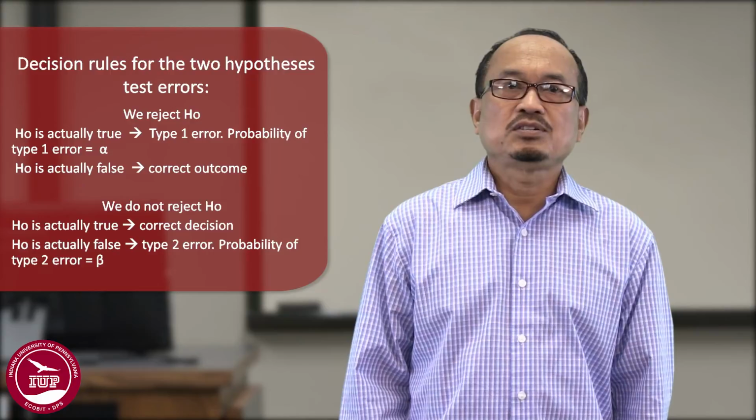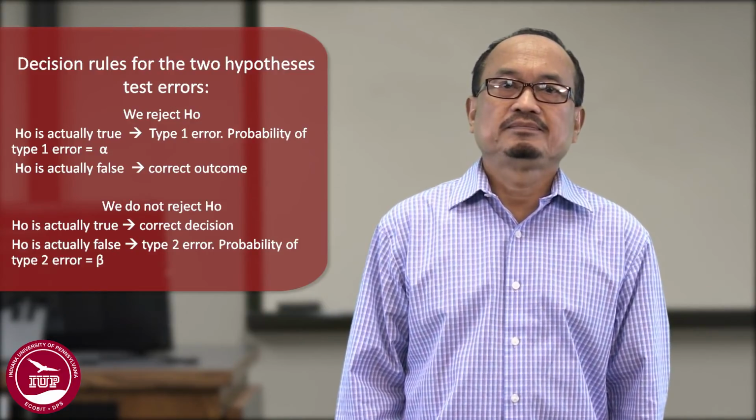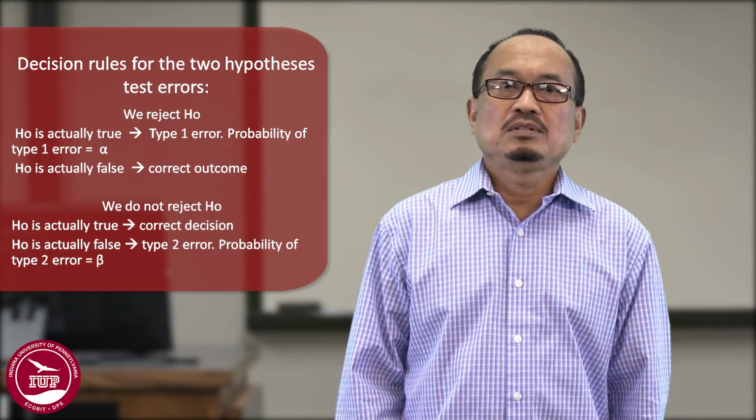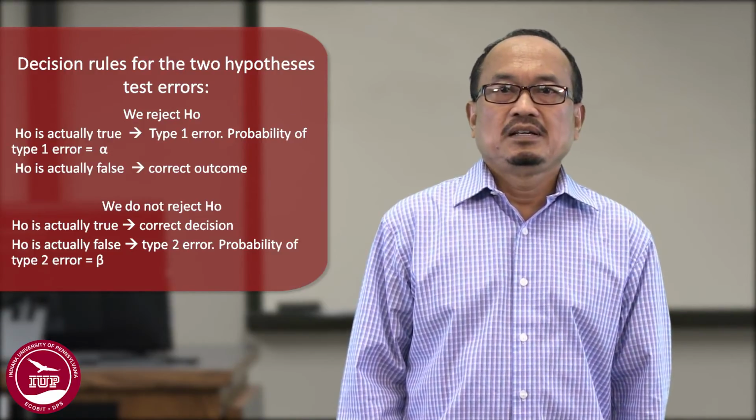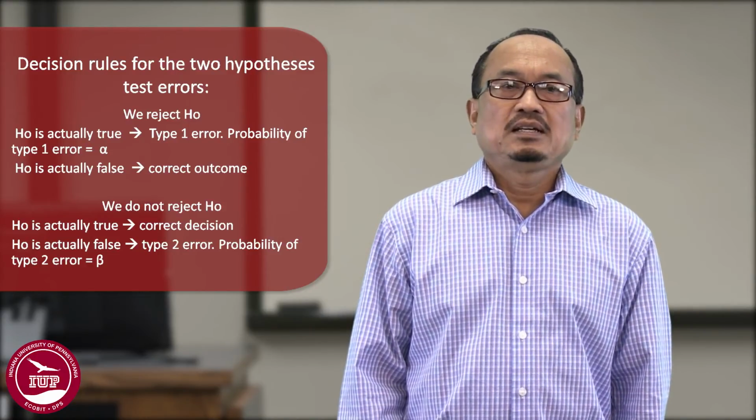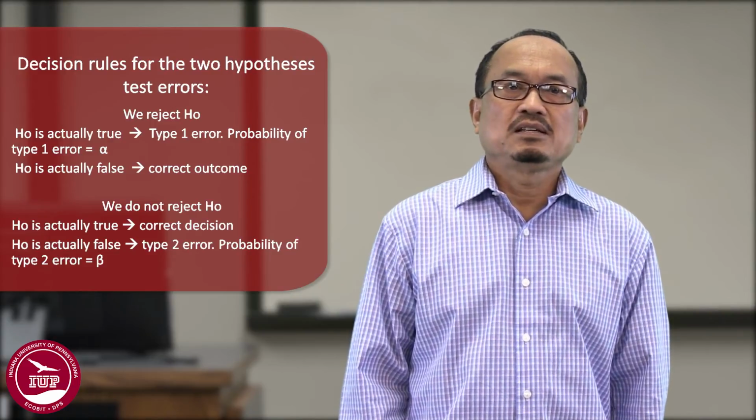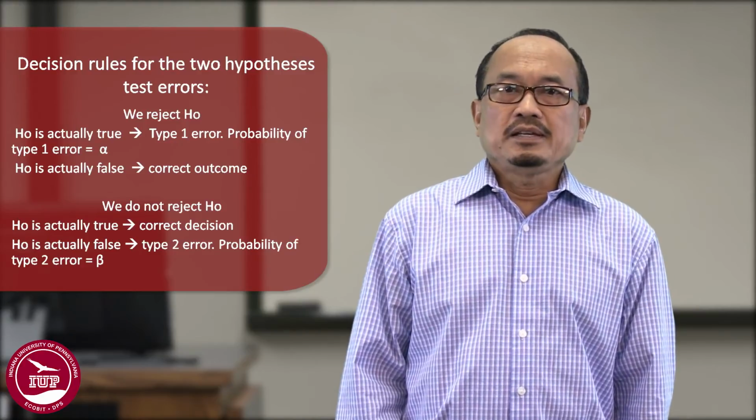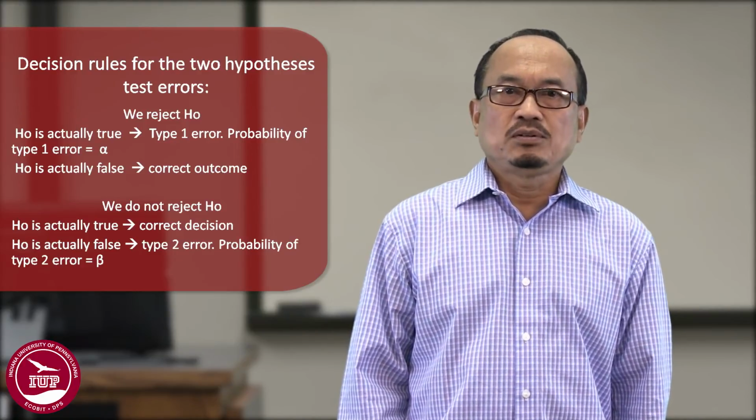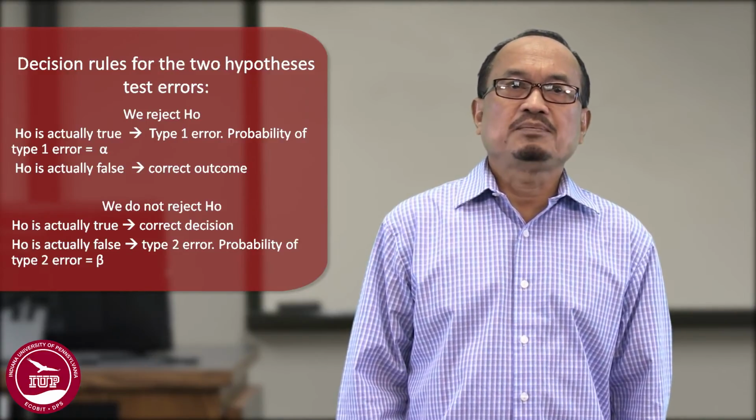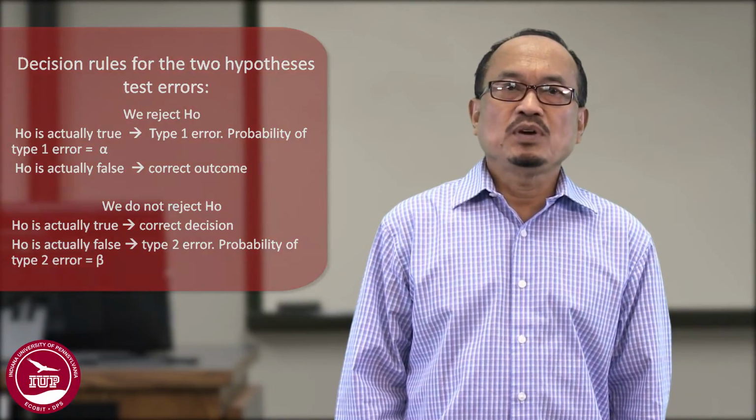Decision rule for the two hypothesis test errors. We reject H0: if H0 is actually true, type 1 error, probability of type 1 error equal to alpha. If H0 is actually false, correct outcome. We do not reject H0: if H0 is actually true, correct decision. If H0 is actually false, type 2 error. Probability of type 2 error is equal to beta.